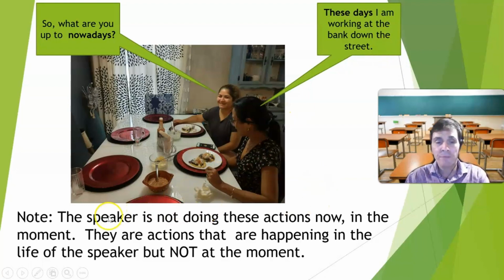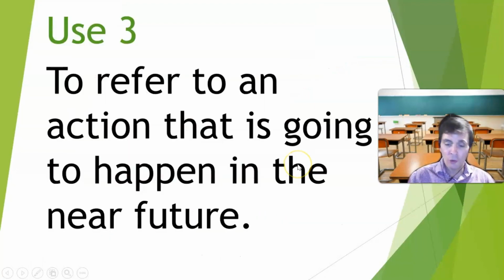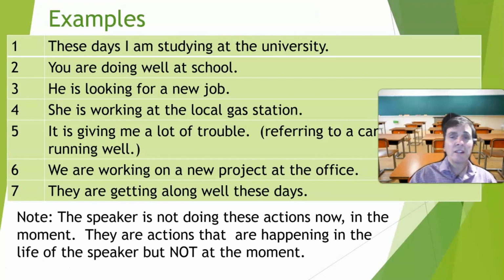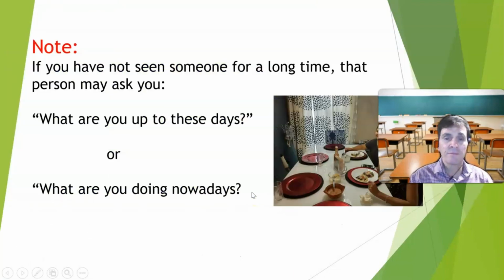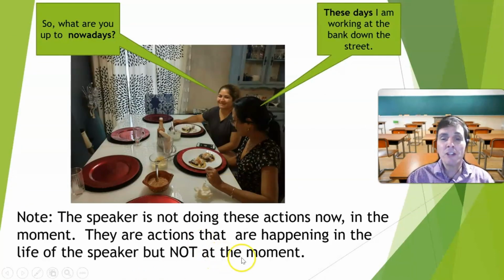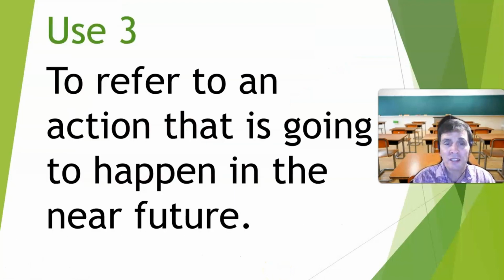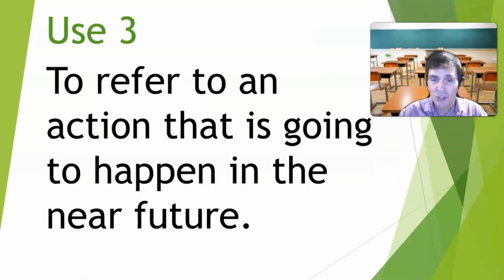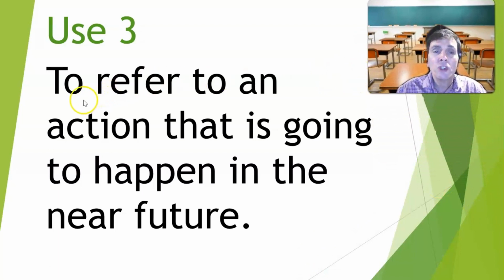And one more time. When we're looking at those sentences, the speaker is not doing those actions now in the moment. They are actions that are happening in the life of the speaker, but not at the moment. So we're going to go on to our last use, number 3, which is used to refer to an action that's going to happen in the near future.